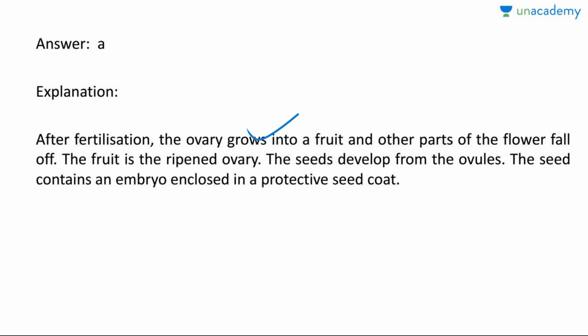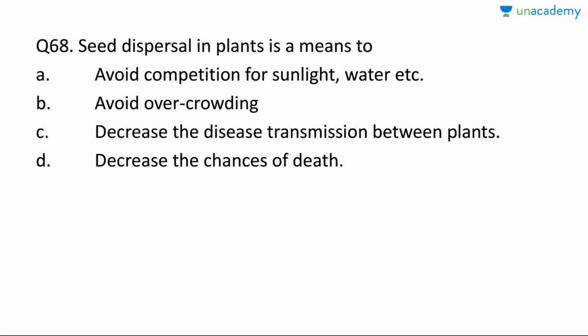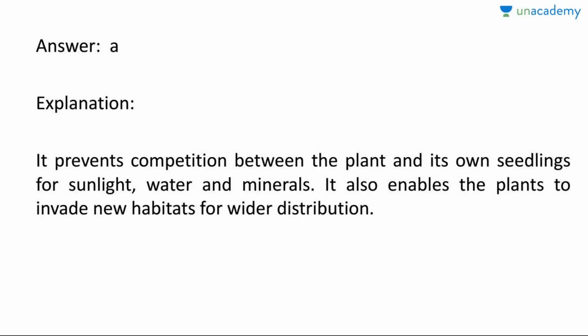And the seeds develop from the ovules, and the seeds contain an embryo enclosed in a protective seed coat. When a seed comes into contact with soil, it will grow into an individual plant. Seed dispersal in plants is a means to avoid competition for sunlight, water, etc. Because if they put all the seeds in one place, they have to compete and most of them will die. So it prevents competition between the plant and its own seedlings for sunlight, water and minerals, and it also enables the plants to invade new habitats for wider distribution.